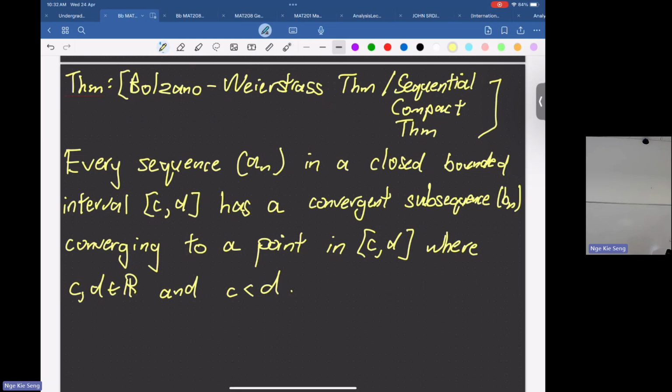Think about this question again. Every sequence, what kind of sequence? A sequence in a closed bounded interval, meaning the interval is bounded and it is closed on both sides. And you can extract a subsequence which is convergent, and it converges to a point of [c,d]. Does this make sense to you or not?